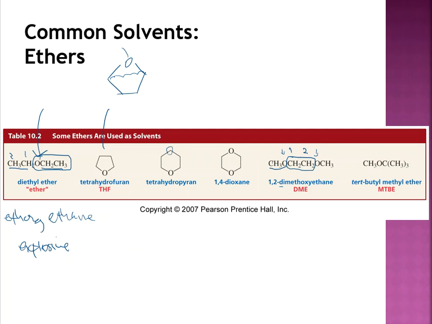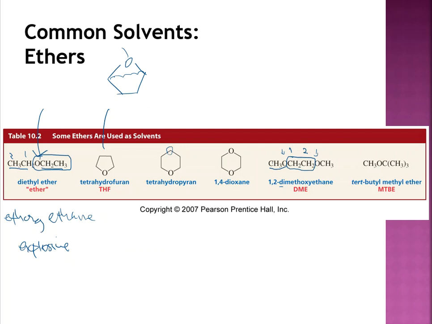Finally, the last one, it's a pretty common ether. This is our tert-butyl methyl ether, and this is MTBE. Again, we've already used this one. We did this in our mechanism in that very first example that we did.